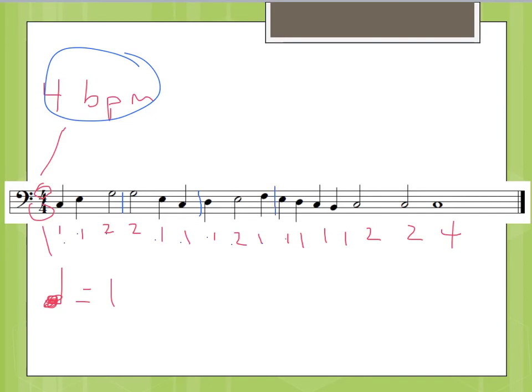Boom. 1, 2, 3, 4. 2 plus 2 is 4. And my last note fills that whole measure all on its own. So in this case, I've got 5 bar lines that I drew. I made sure that every single measure had 4 beats.